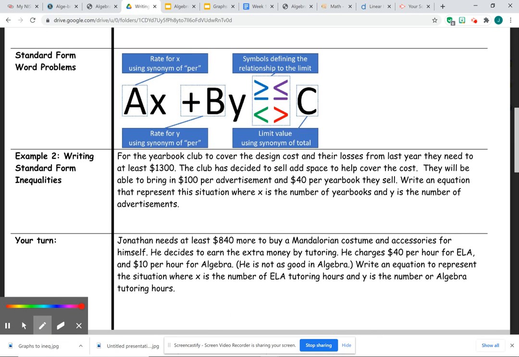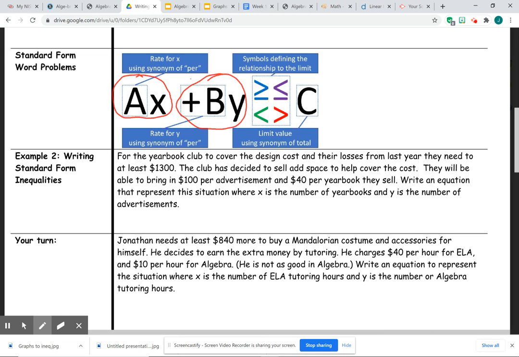All right, now let's look at the standard form problem. Essentially, in this case, we have two per situations. That is, we have this a for the variable x, and then we have this b for the variable y. And essentially, we have two situations where there is a rate or a charge or something like that. And you'll see what we're talking about here in a moment.